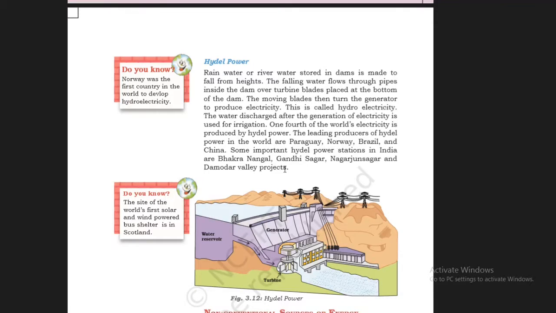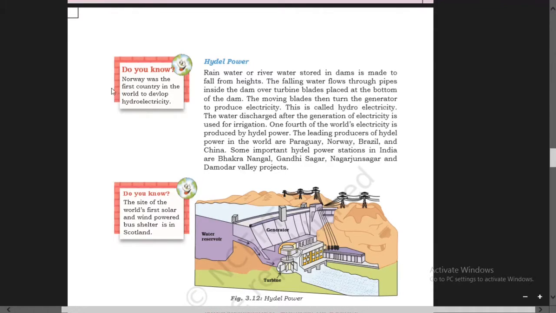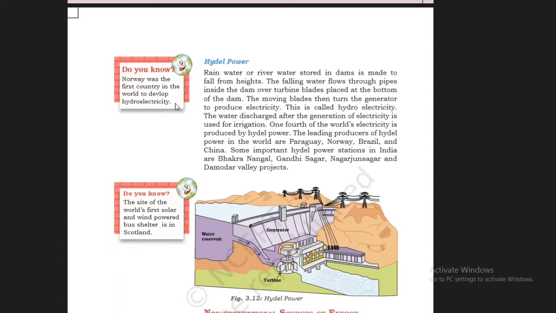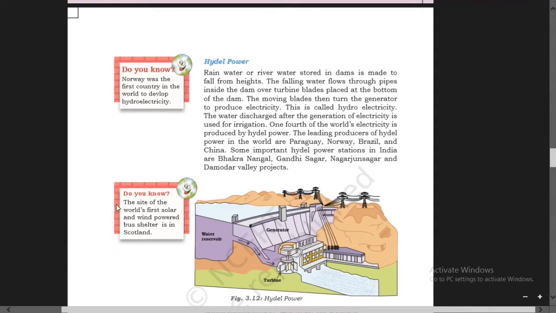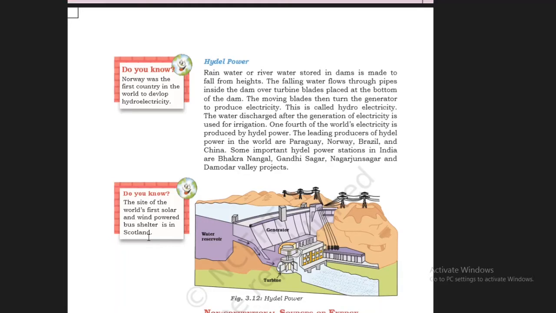Boys, have a look at the left margin of this page of your textbook. Do you know Norway was the first country in the world to develop hydroelectricity? Another one: the site of the world's first solar and wind powered bus shelter is in Scotland.